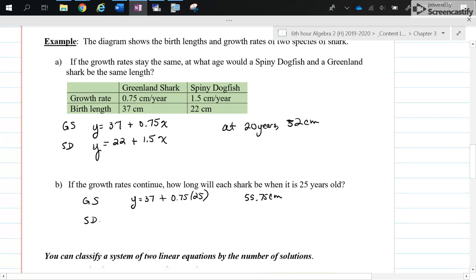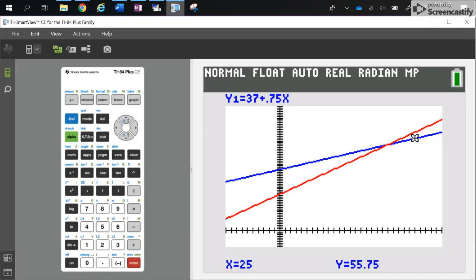And for the spiny dogfish, I want to know what is the y when the x is 25 again. So I could plug in 25 for x and figure that out by hand. Or, since I already have my equations in my calculator, I could just press trace. And notice when I press trace, I'm on the y1, but now I want to be on y2. You can press the up or down, and it goes back and forth between the two graphs. I want to be on y2 now.